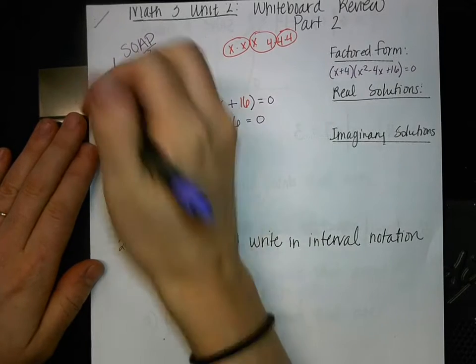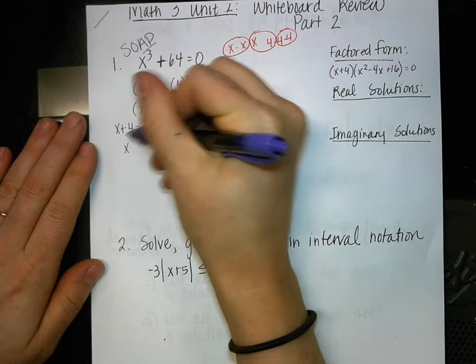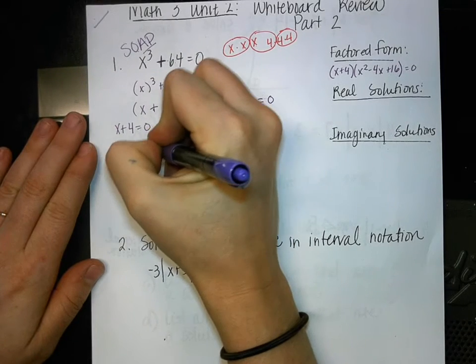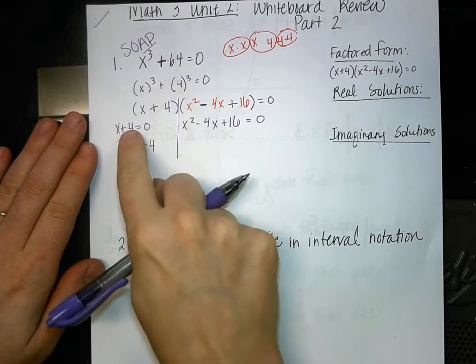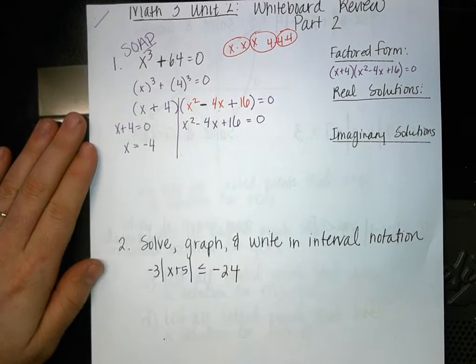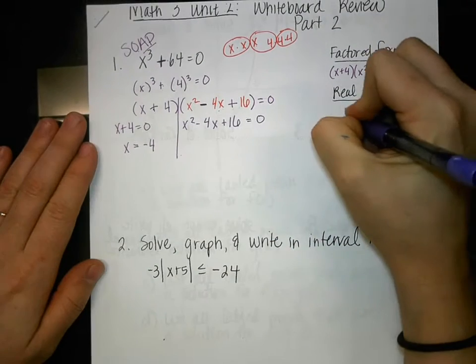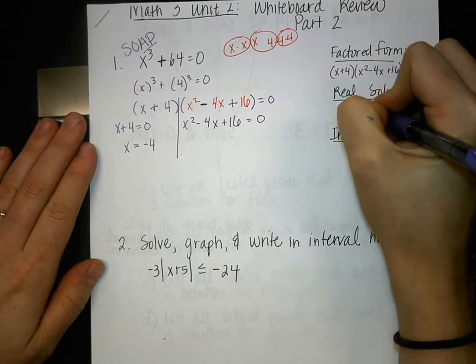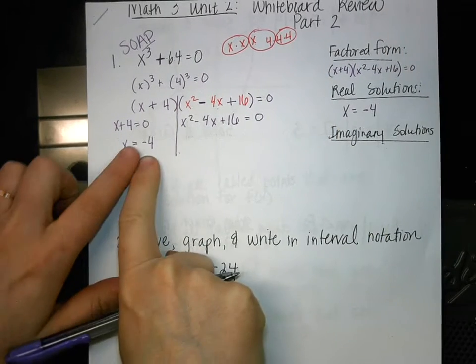Well, x plus 4 equals 0, that's pretty easy to solve for x. I'm just going to subtract 4 on each side. Or you can tell me, what number do you add 4 to get 0? Negative 4 plus 4 equals 0. That is a real solution, because I can plot that number on a number line.